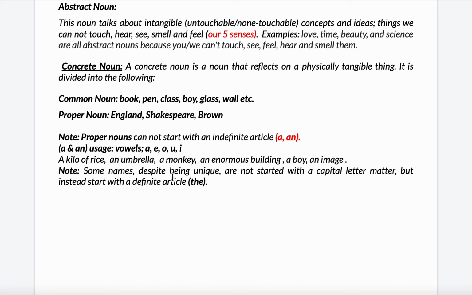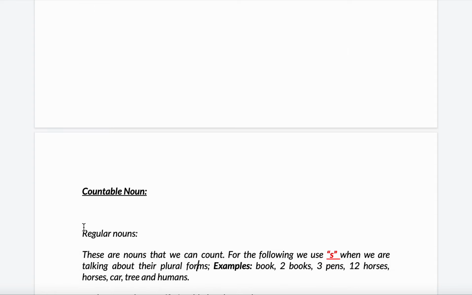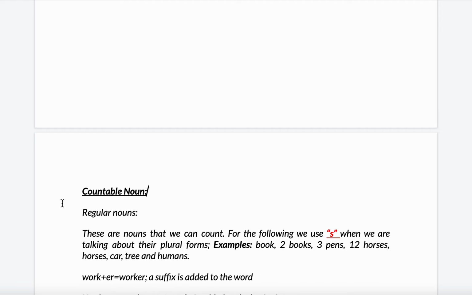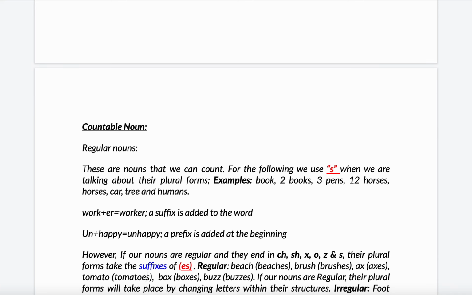Some nouns, despite being unique, are not started with a capital letter, but instead we use the definite article. So let's go to the next part. This part talks about countable nouns. As we know, we have countable and non-countable nouns. Anything that we can count, we call countable nouns. And anything we cannot count, and we have to use adverbs of quantity to talk about their quantity, is called non-countable.